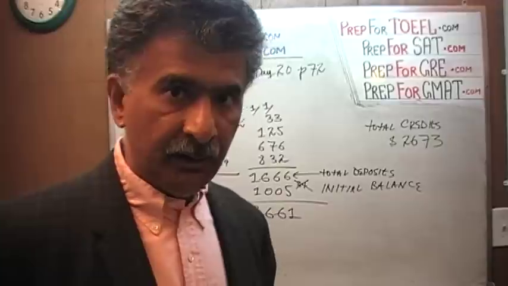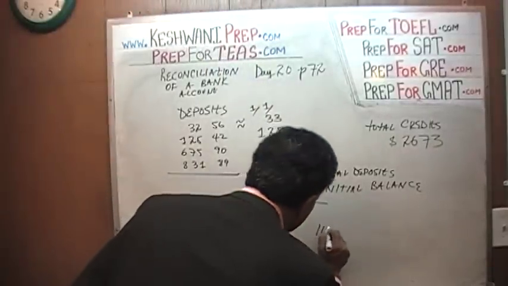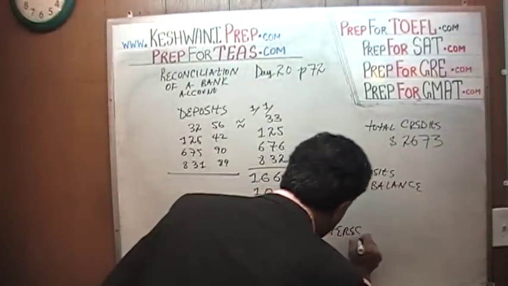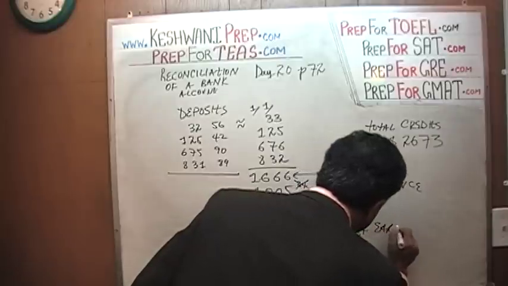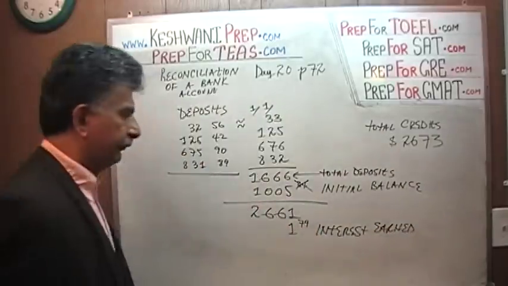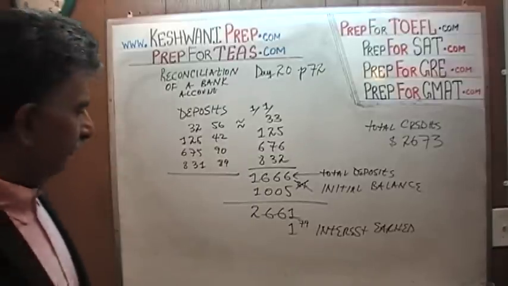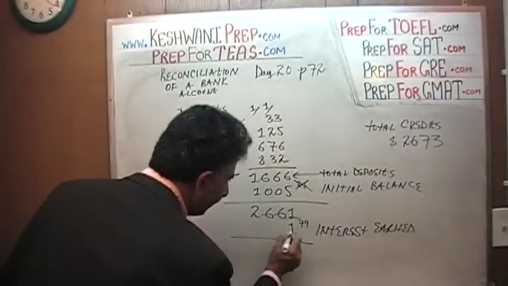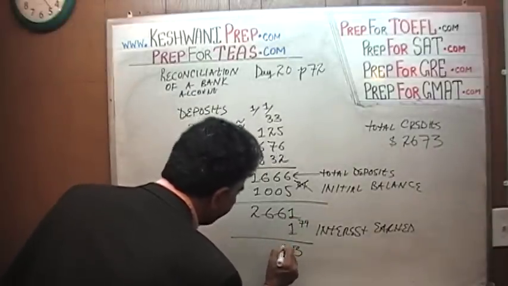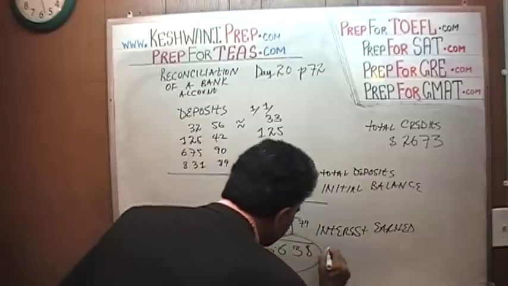Any other credits do we have? Any other money coming in the account? The answer is yes. We earn interest. We are told that interest earned is $1.79, which I'm going to round up to $2. So $2 plus $1 is $3. 6, 6, and 2. Voila, this is it. These are our total credits.